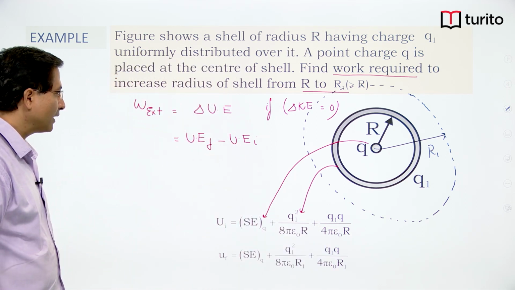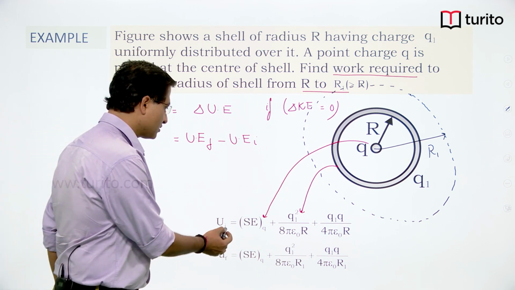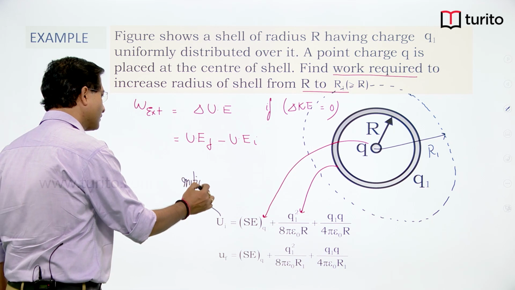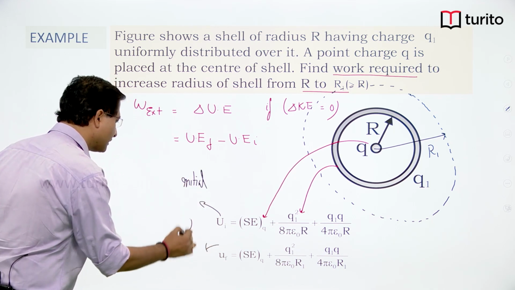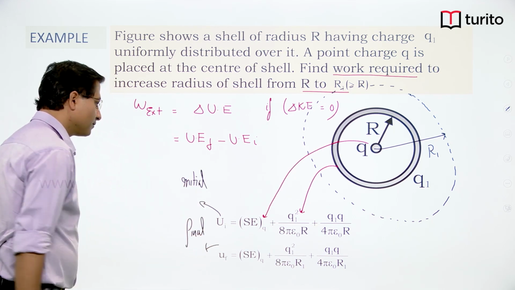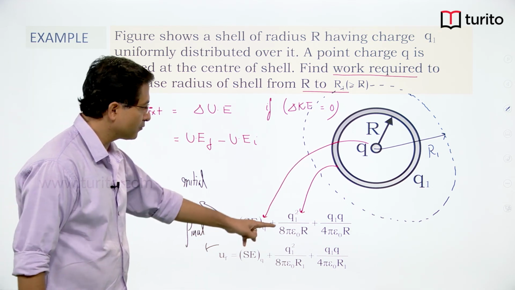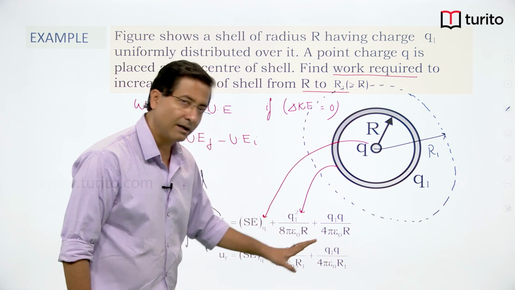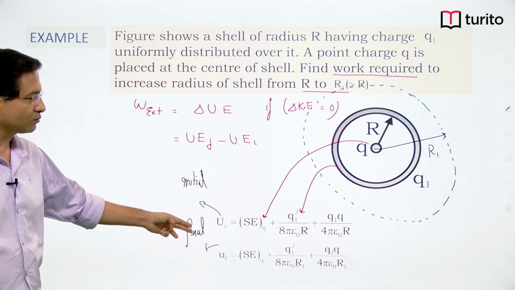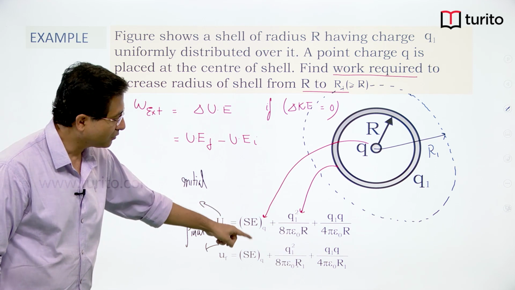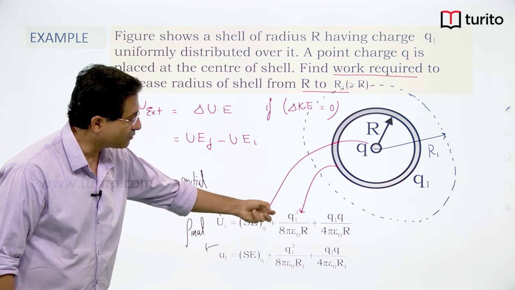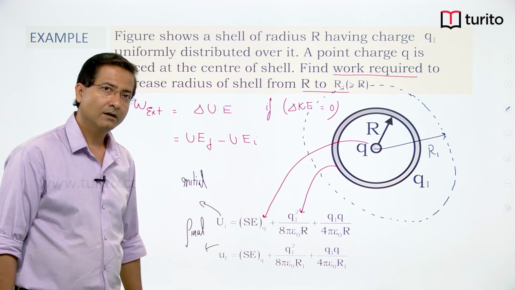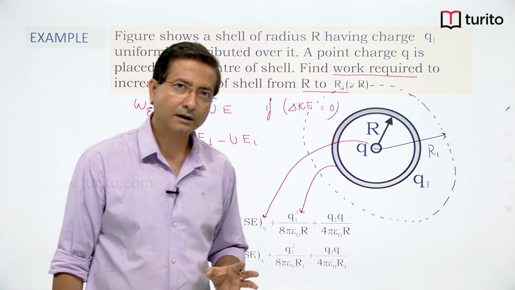Let us see. So final potential energy U final, this represents initial and this represents final. So final potential energy here, this will get replaced by R1 and this will get replaced by R1. If you subtract these two, this self energy of Q will get cancelled out, and this difference final minus initial will give you work done by external agent, right.